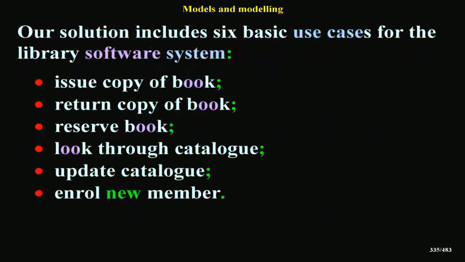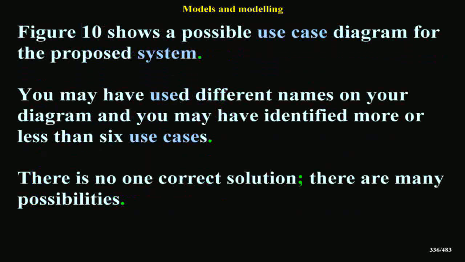Our solution includes 6 basic use cases for the library software system: issue copy of book, return copy of book, reserve book, look through catalog, update catalog, enroll new member. Figure 10 shows a possible use case diagram for the proposed system. You may have used different names on your diagram and you may have identified more or less than 6 use cases. There is no incorrect solution.